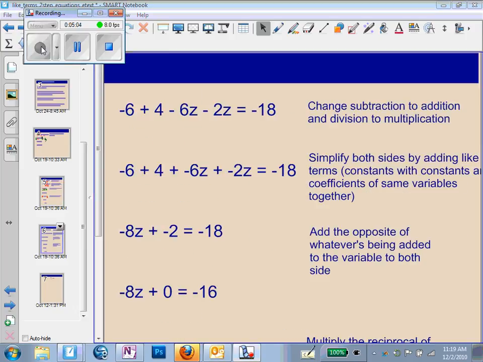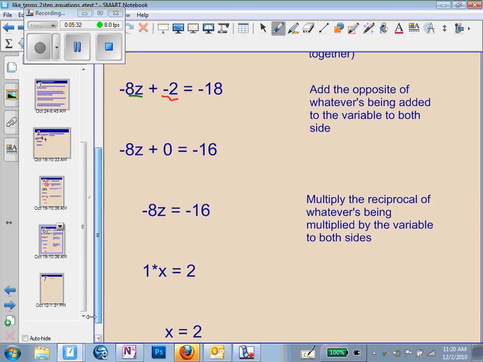Here's another example where we're going to change all subtraction to addition to begin with. We'll see that in several places. Then we're going to add like terms. We have negative 6z and negative 2z as coefficients that we need to add together to get negative 8z. And then we have negative 6 plus 4 as constants we need to add together, and that gives us negative 2. Now we have our basic equation that we can solve.